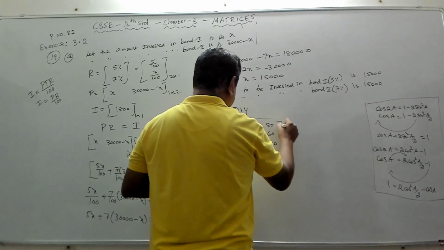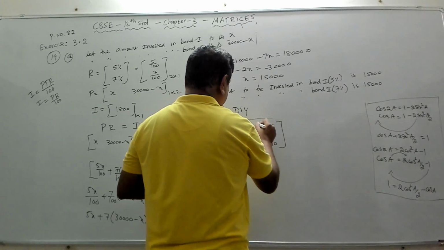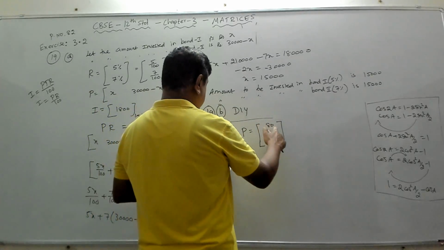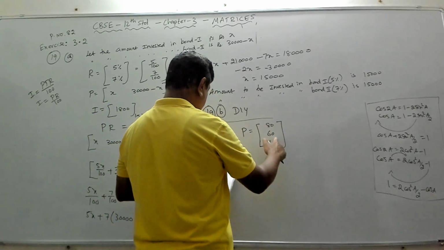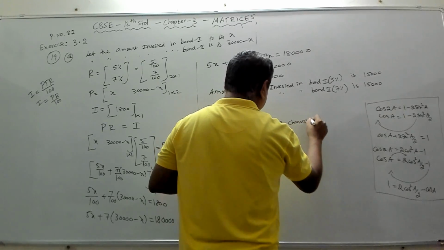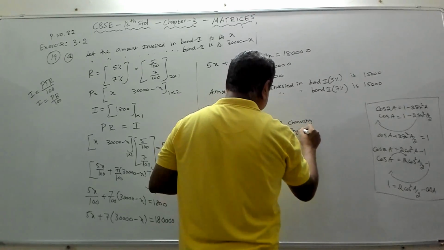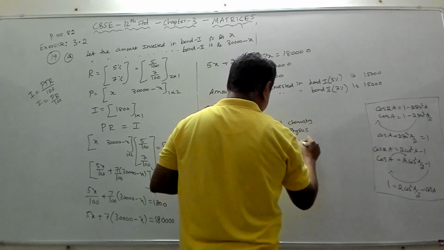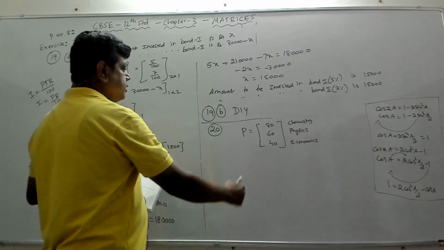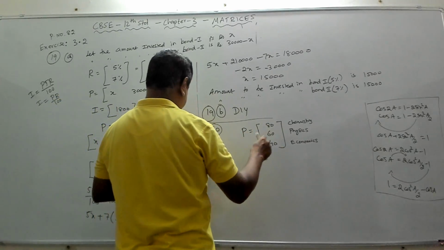What is the meaning of this? 80, 60, 40 means the price of one chemistry book, one physics book, one economics book. This is for chemistry, this is for physics, this is for economics. The cost of one book is rupees 80, 60 and 40.